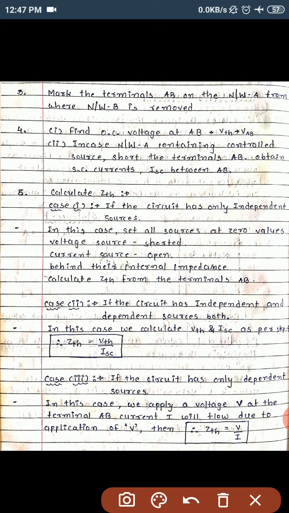So here the three cases apply, depending on which kind of configuration is given in the exam or in your book. Apart from that, these three cases are developed and correspondingly we calculate the value of ZTH for the different cases.